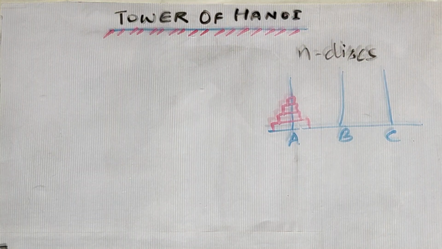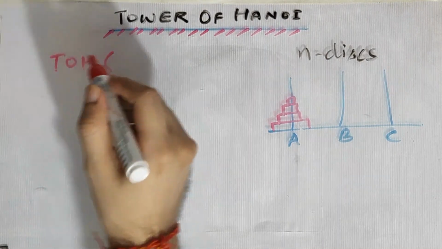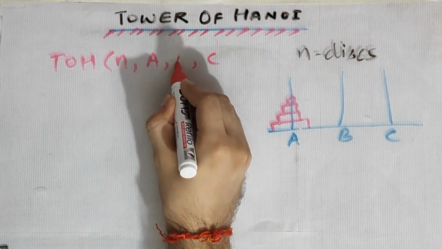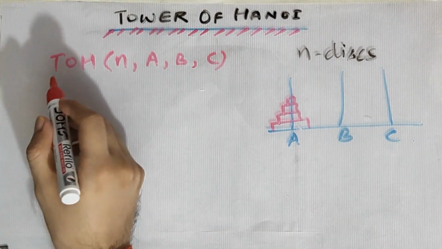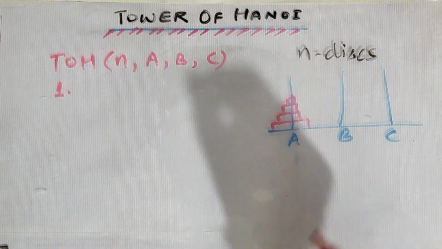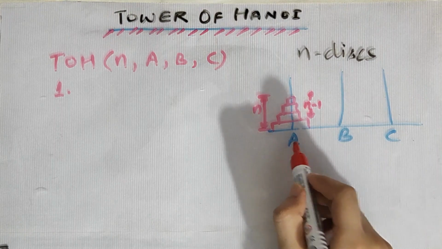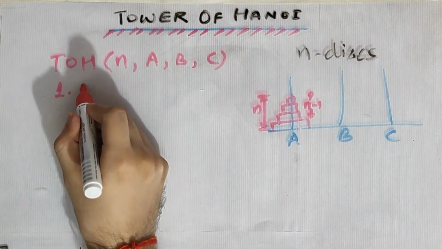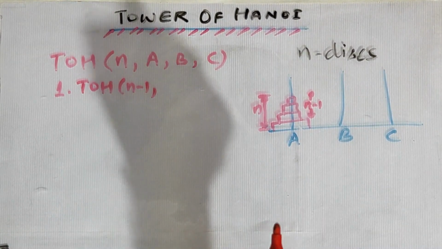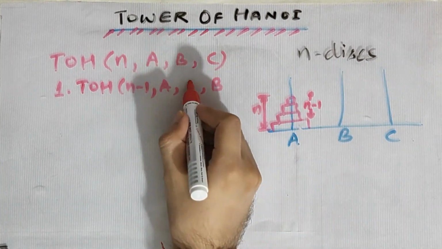Now let us see the case of n disks. We can again make the function TOH. We have to move n disks from A to C using B. The steps we will follow: first we move the upper n-1 disks from tower A to tower B recursively. So we will do TOH, moving n-1 disks from tower A to tower B using tower C.